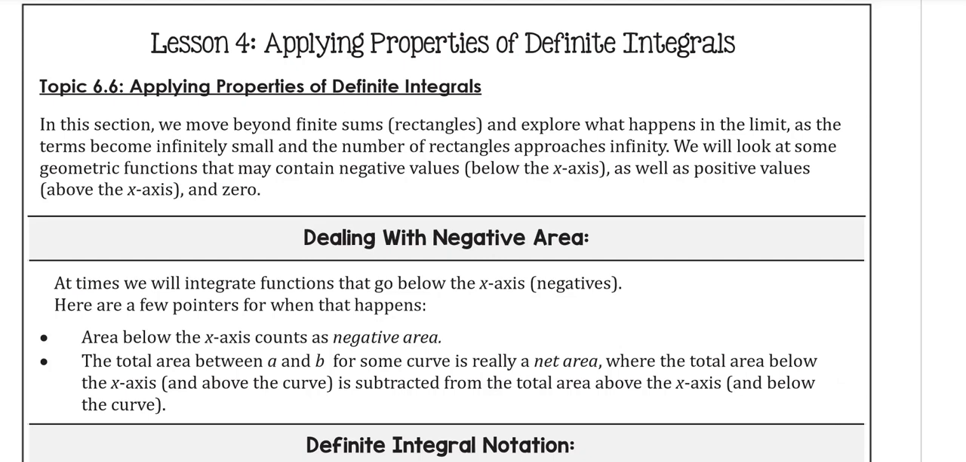We're going to look at how we can do this geometrically still, where we have negative values, which we've already done a little bit, which means we're below the x-axis, as well as positive values, and what happens with 0. Some of those we've already worked with.